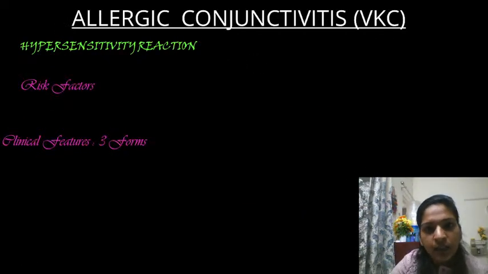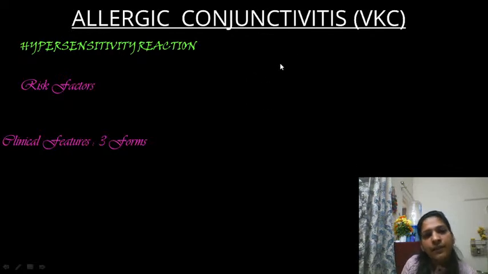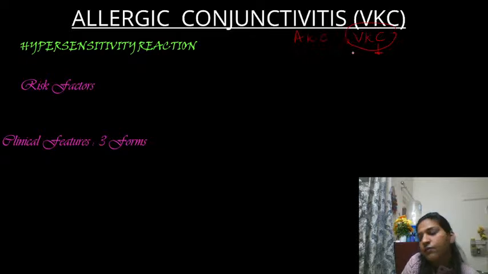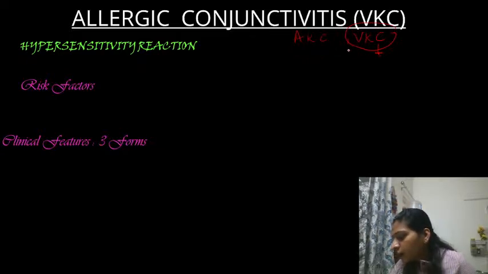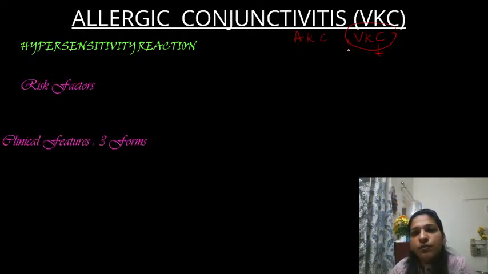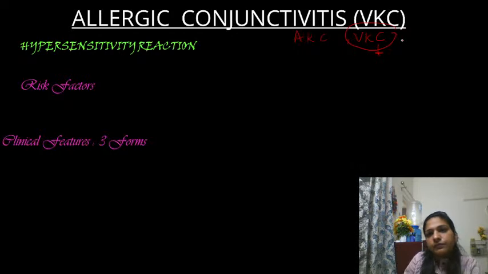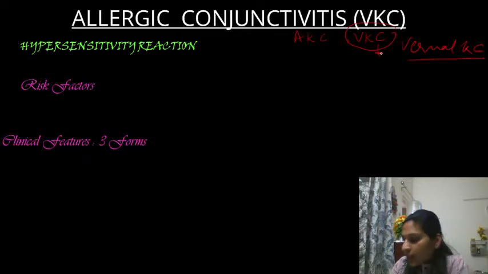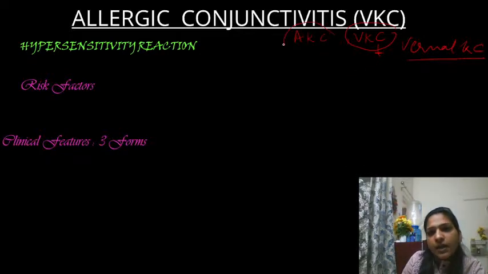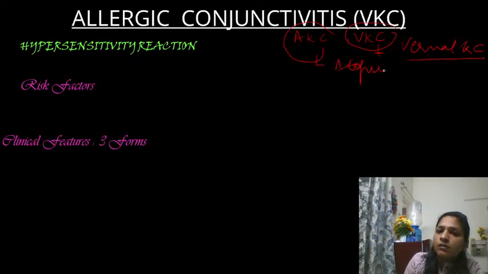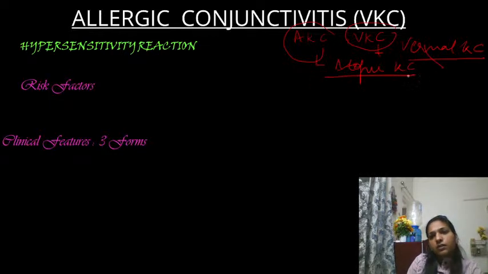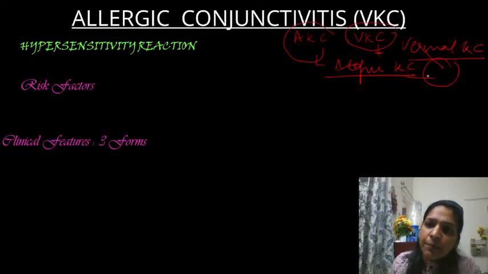Now coming on to the allergic conjunctivitis. In allergic conjunctivitis we will study two types, AKC and VKC. So what is the full form of VKC? Yes, Adyut Prakash, can you just tell me the full form of VKC? It is vernal keratoconjunctivitis, and AKC is atopic keratoconjunctivitis. So these are types of hypersensitivity reactions. Etiology of allergic conjunctivitis is hypersensitivity reaction.